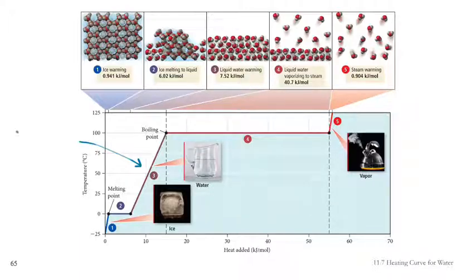Yeah, so that one's coming back. It never actually went away. Q equals MC delta T. That's the equation you're going to use for any of these sloped line segments where the temperature is changing.